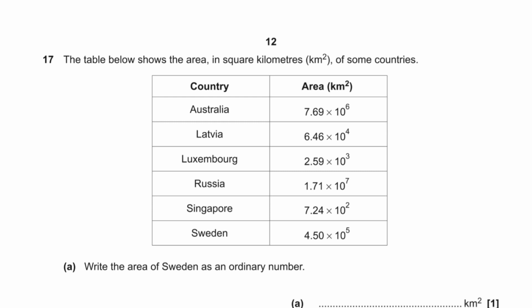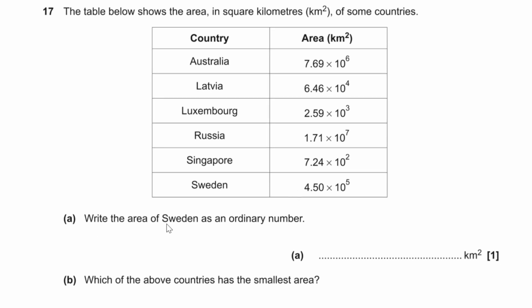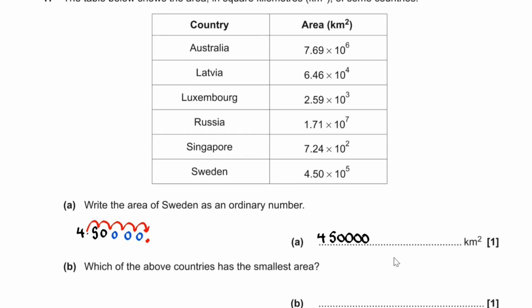Question number 17. The table below shows the area in square kilometers of some countries, and for part A we have to write the area of Sweden as an ordinary number. Well, if we take a look at Sweden, we've got 4.50 times 10 to the 5. So we begin with the 4.50, and then we're going to move this 1, 2, 3, 4, 5 places to the right. And if we fill the rest of these with zeros, you can see then we have 4, 5, 0, 0, 0, 0 as the area.